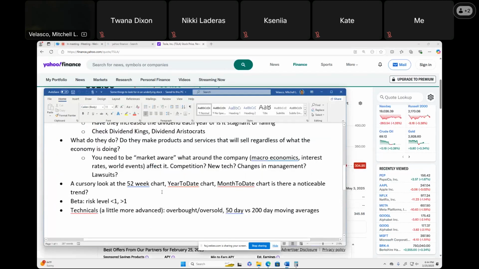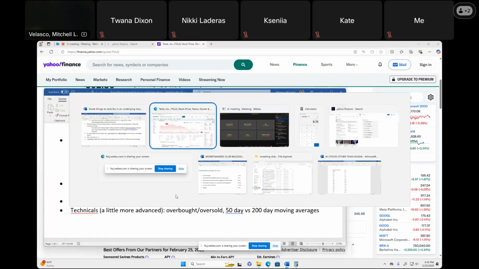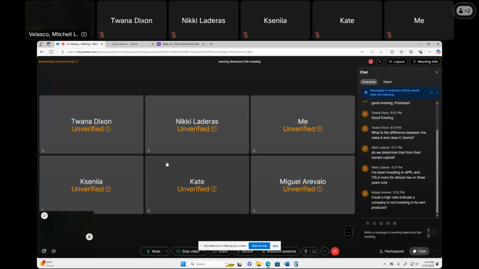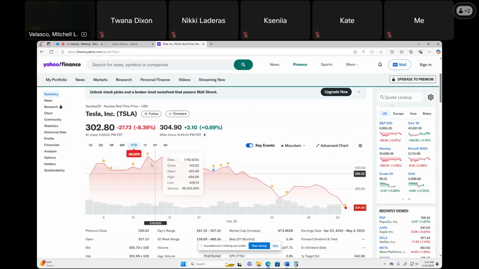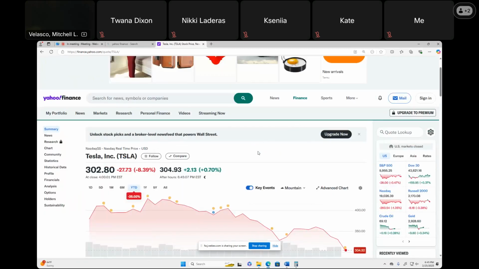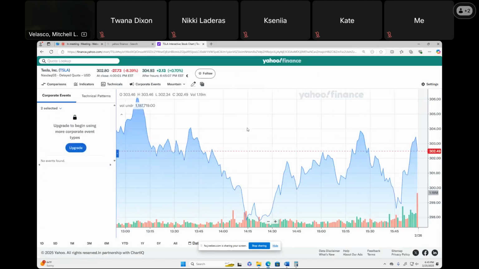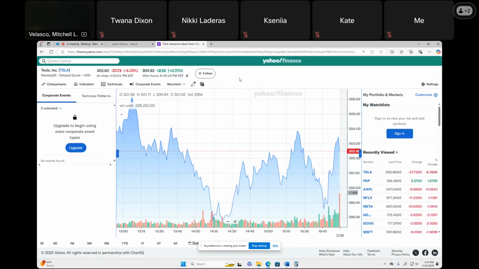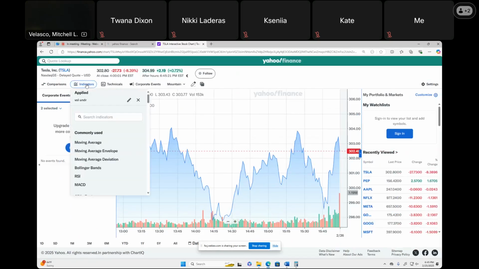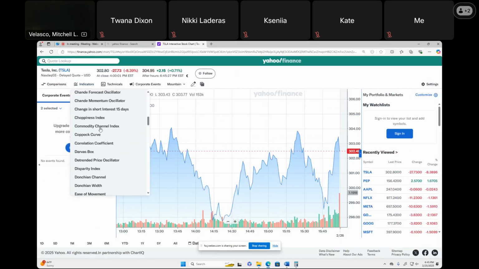And then the last technical here, which is a little more advanced, but I'm going to show you a simple technical indicator that's super easy to understand. And that's the 50 and the 200-day moving average. So let me show you here. We'll keep Tesla up here on the board. On the summary page, I can just expand the chart here to a more detailed chart. And I'm going to add a couple of indicators. I'm going to click on indicators, and I just want the moving average. Here we go, moving average.